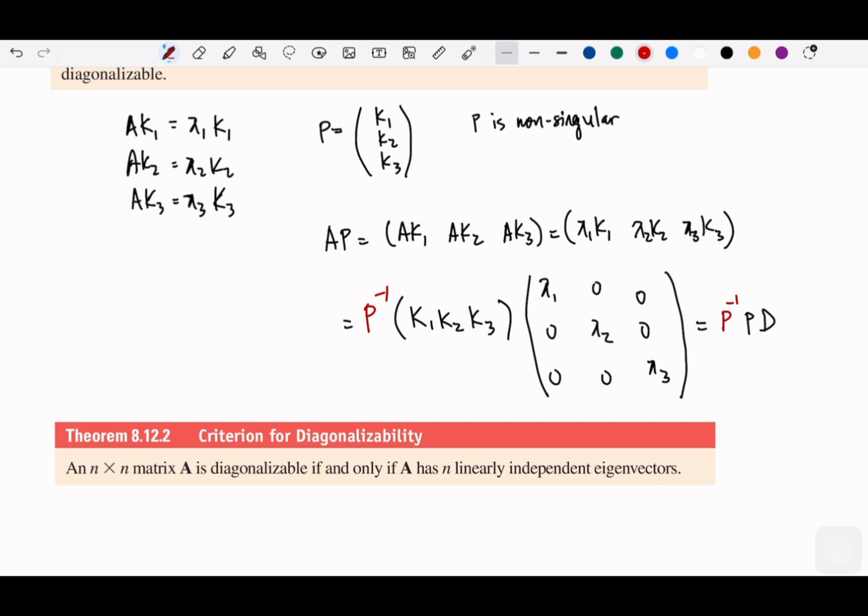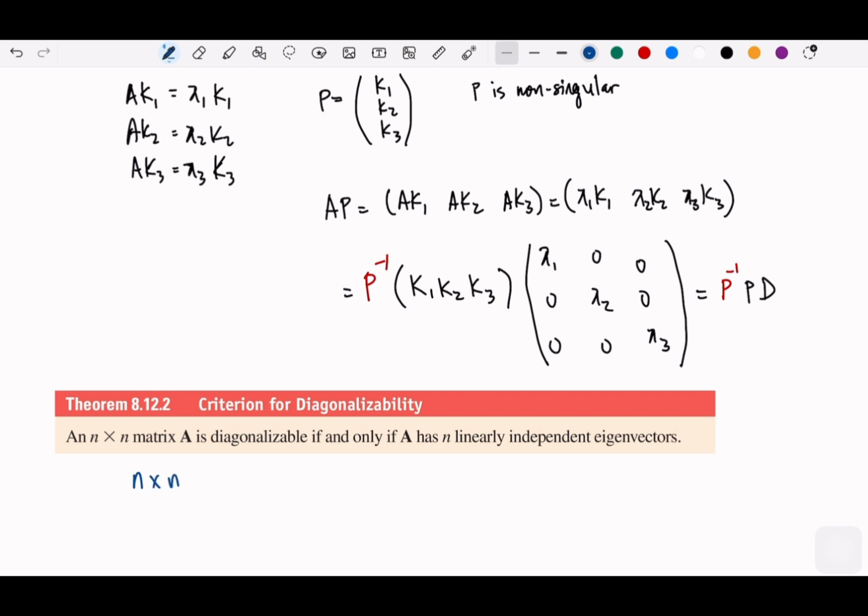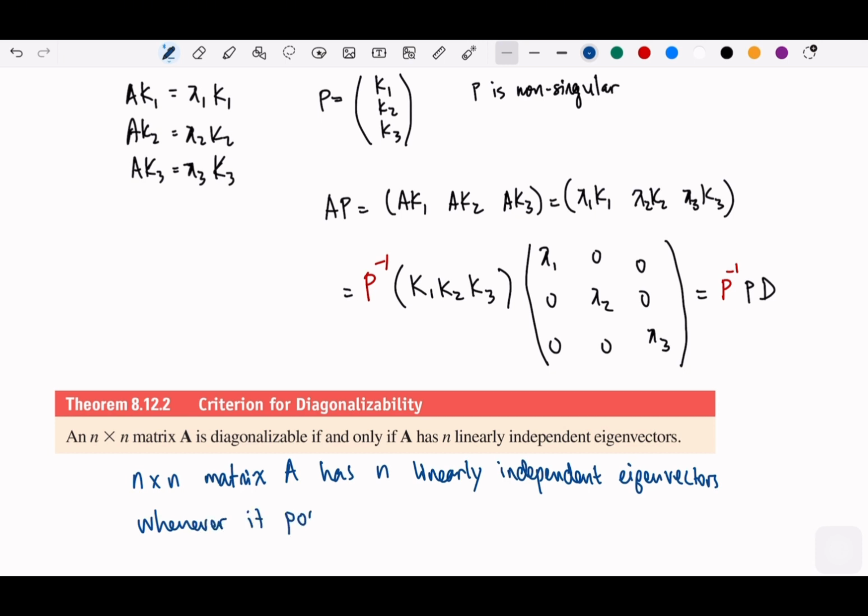Also, if you remember when we learned the eigenvalues, if we have an n by n matrix, it will have n linearly independent eigenvectors whenever it possesses n distinct eigenvalues.